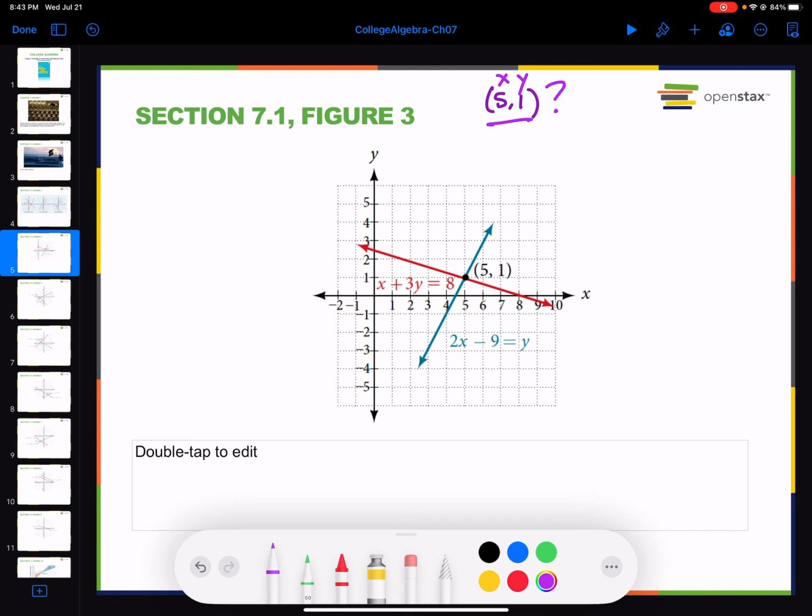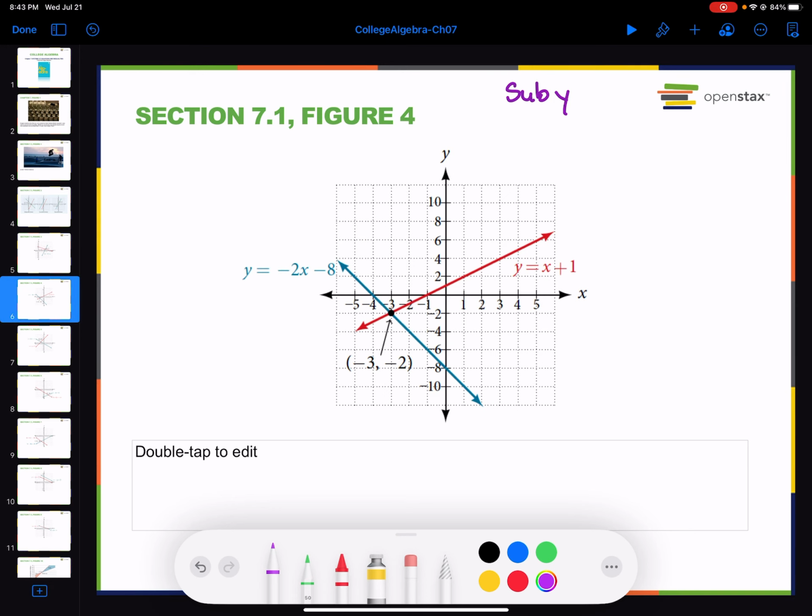So we've got x equals 5 plus 3 times 1 equals 8, and that's true. And then over here we've got 2 times 5 minus 9 equals 1, and that's also true. So the point (5, 1) is a solution to this system of linear equations.